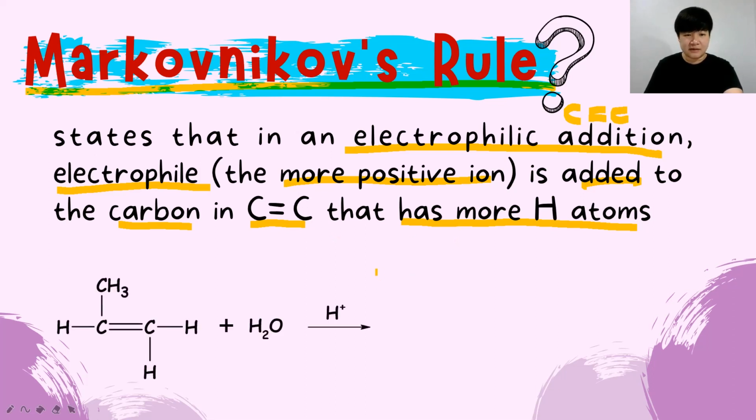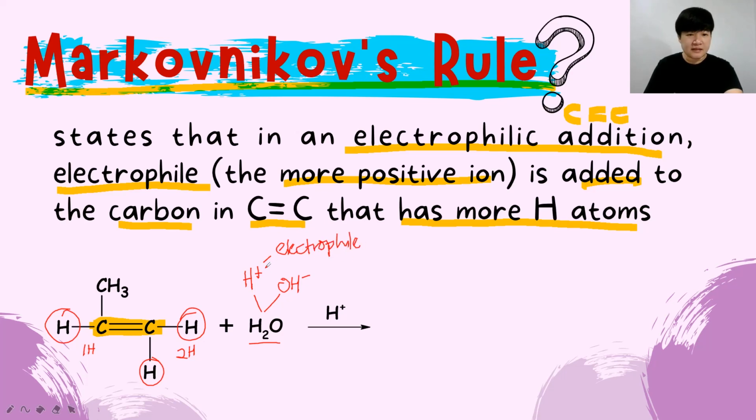So let's see an example. This is my carbon-carbon double bond. The left carbon on the carbon-carbon double bond has only one hydrogen, while the carbon on the right will have two hydrogens. And in the addition of water, you will be adding in your H plus and also your OH minus. So who is your electrophile? Your H plus is your electrophile over here.